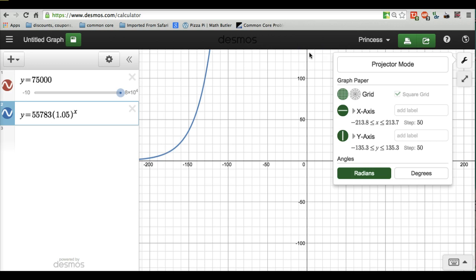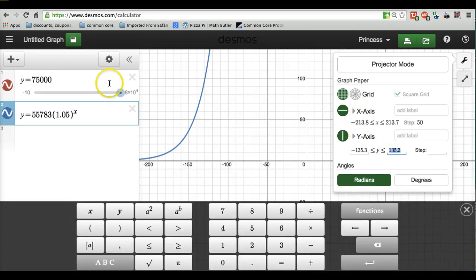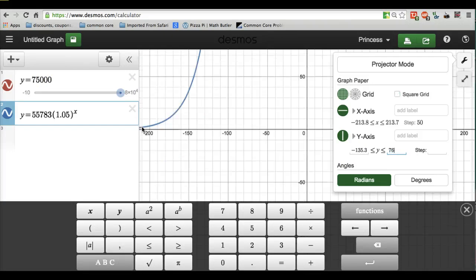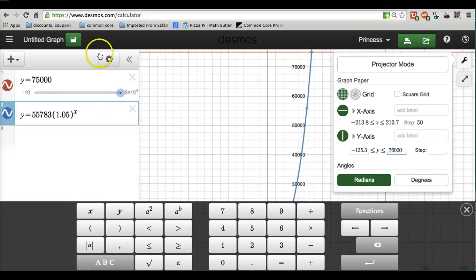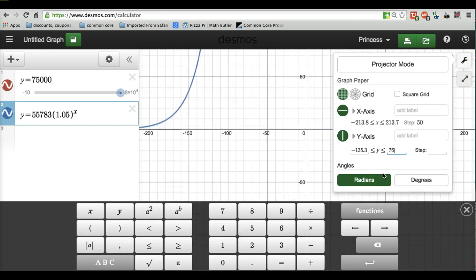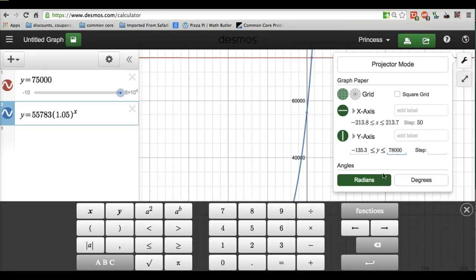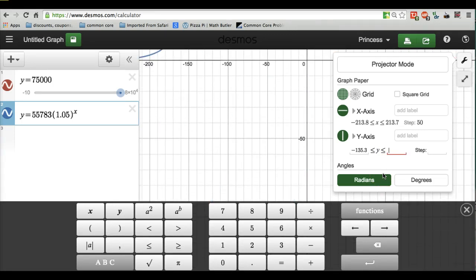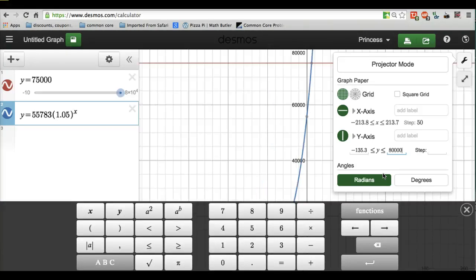So we can actually just adjust this ourselves so we can see the graph. Use common sense. Y is equal to 75,000, so the biggest number has to be obviously bigger than 75,000, right? So I'm just going to put 76,000. And then what do I see? A little red line over here. I'm guessing maybe I should see a little bit more on top. So instead of 76,000, I'm going to put 78,000. You know what? I'm just going to put 80,000.